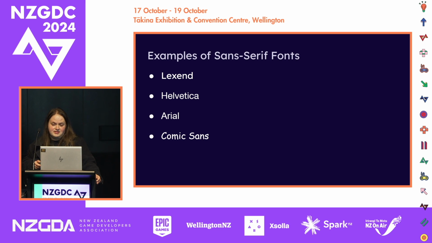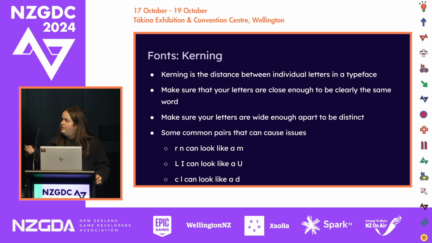Aside from not having serifs, what are the characteristics of a good font? One thing you're going to want to look into is kerning, which is the amount of distance between letters in a typeface. The letters should be close enough for them to be clearly part of the same word, yet far enough apart so that they are clearly distinct. And there are some letter combinations in particular that can cause issues with bad kerning, like lowercase r and n, which can look like an M. And here are a couple of other examples here.